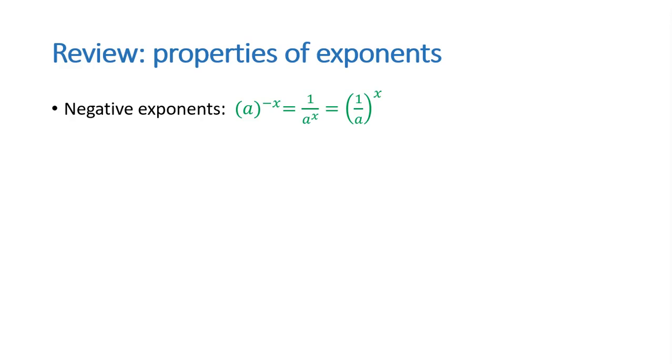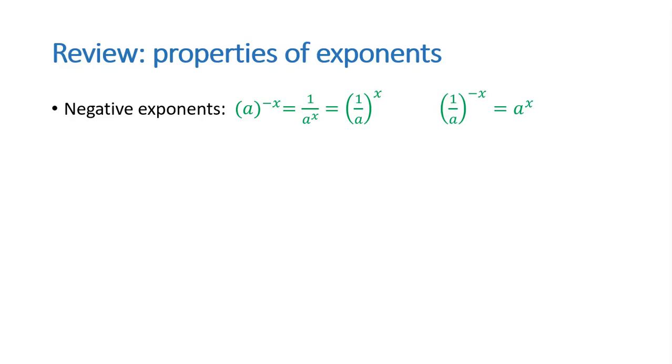This is also the same thing as 1 over a quantity to the x, where we take the reciprocal, change the sign of the exponent, then apply it to everything. Because the numerator is 1, applying an exponent to it doesn't change it. Both of these notations are correct, so the situation will dictate which one we need to use.